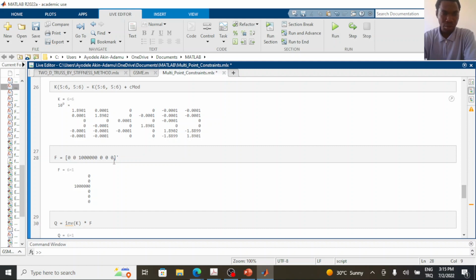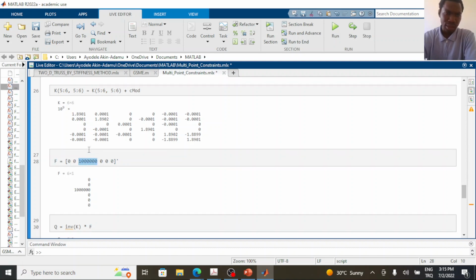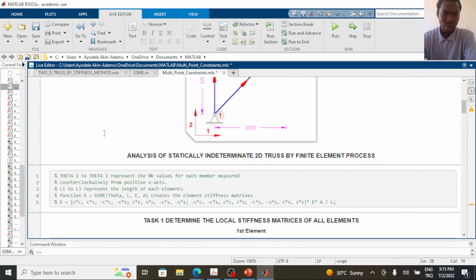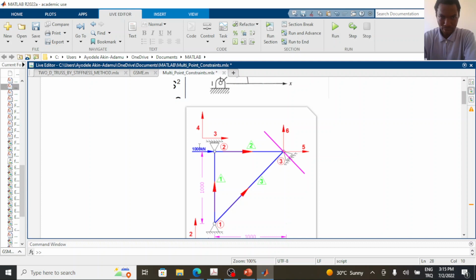After we have done this, we need to define our force vector, and I'm defining my force vector here as F. So in this question, we only have one load on the truss system, that is at degree of freedom 3. So that's why this 1000 is in the third position. The force vector is actually a 6 by 1 vector, because the truss model has 6 degrees of freedom. And the load is defined at position 3. And it is positive because at degree of freedom 3, the load is pointing to the right, 1000 kilonewton.